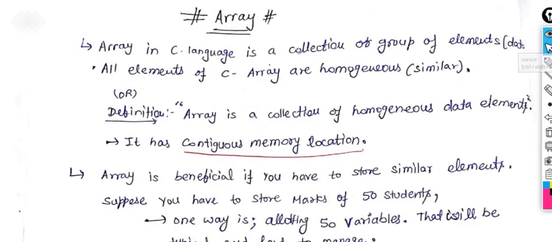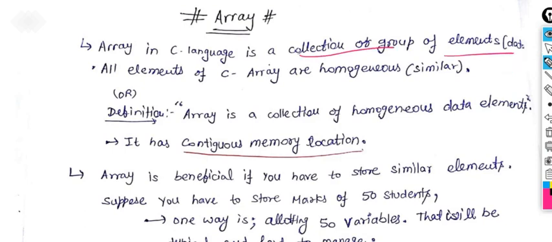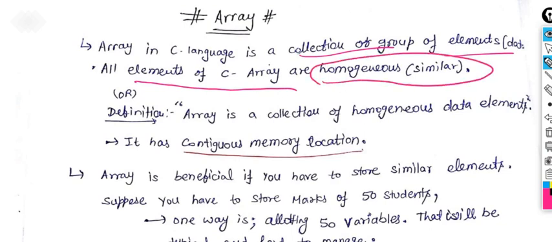Here is the definition of the array. In C language, an array is a collection of a group of elements. That means all elements in an array must be homogeneous. So first, it's a collection of a group of elements, right? And all these elements should be of the same type, that means homogeneous. So the formal definition: an array is a collection of homogeneous data elements. It has contiguous memory location.